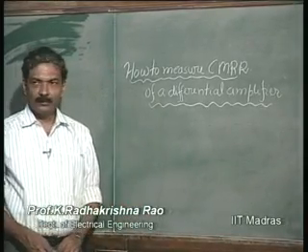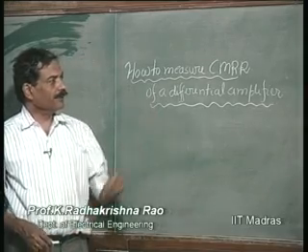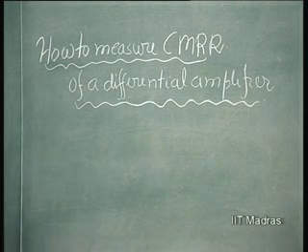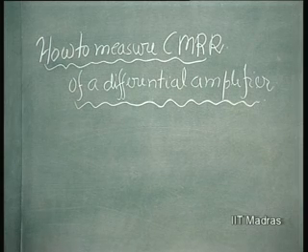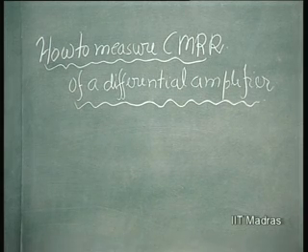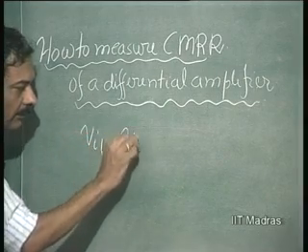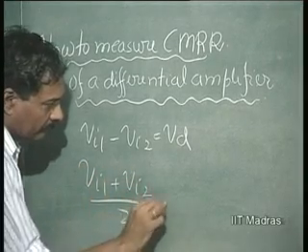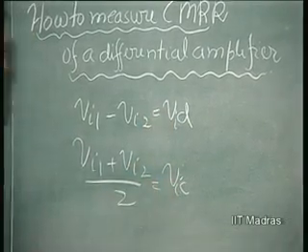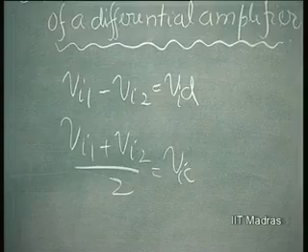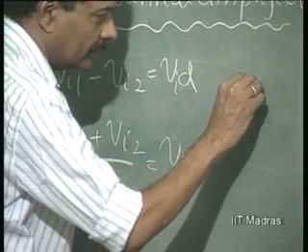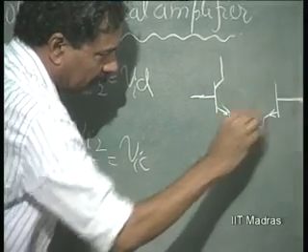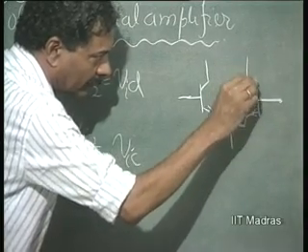Now, let us see how in a laboratory we can measure the common mode rejection ratio of a differential amplifier. Why I am telling this is, we actually came up with an idea of splitting any two given signals Vi1 and Vi2 as a differential mode signal and a common mode signal. So, if I have to apply a common mode signal to a differential amplifier, it is easy.